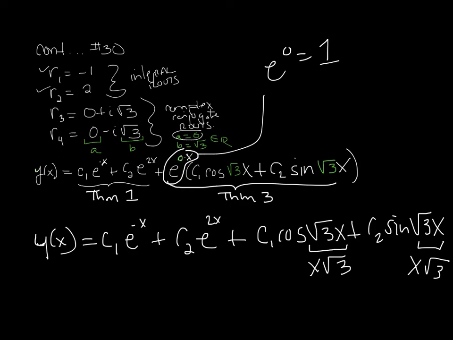They probably do that just because they don't want you to write the x under the radical. The x is not under the radical. In this case, it's x times radical 3. That is your final solution.